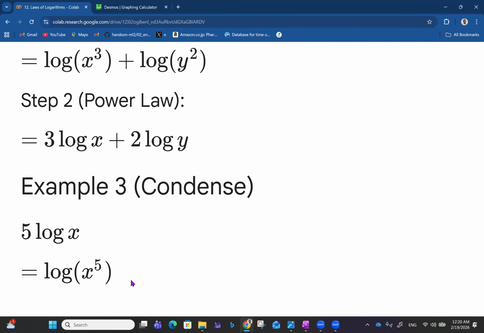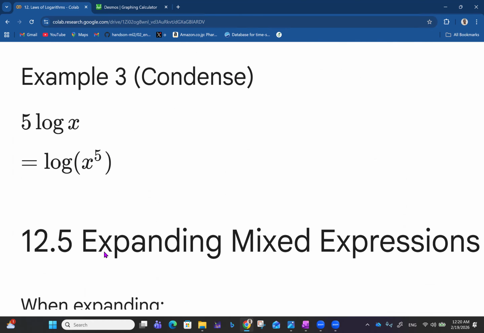Then example 3, you have 5 log x, so you can condense it back. So 5 log x, it can simply mean that the 5 goes back on top of x, so you have log x raised to power 5, like that.